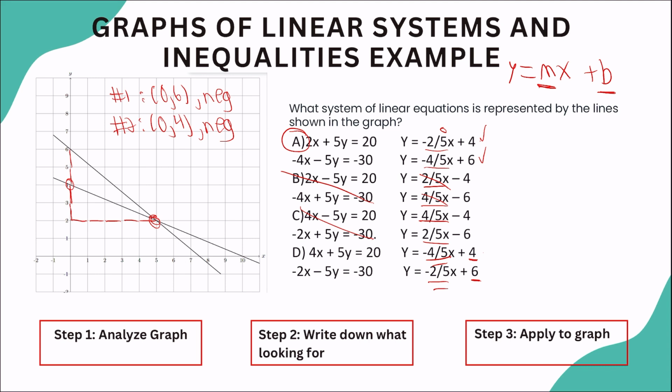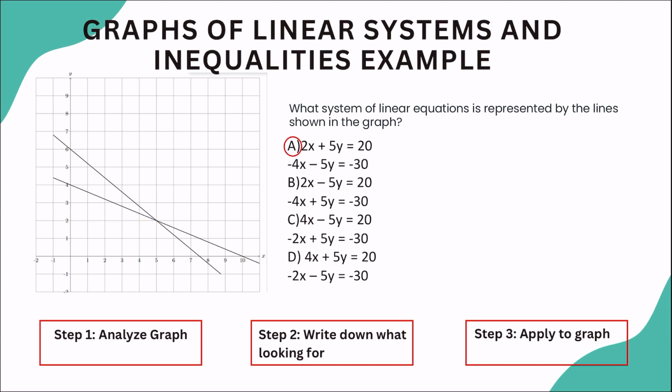But we can look at why D is incorrect. So D tells me that for the line with the y-intercept of 4, it should have a negative 4/5 slope, so we go down 1, 2, 3, 4, and across 1, 2, 3, 4, 5, and our line is not there. And so D is incorrect, and A is going to be the correct answer here. And as we can see, A is correct.